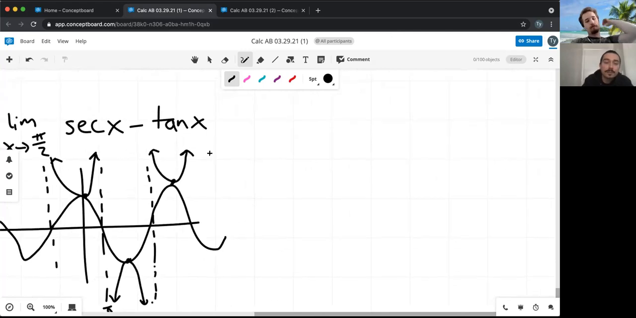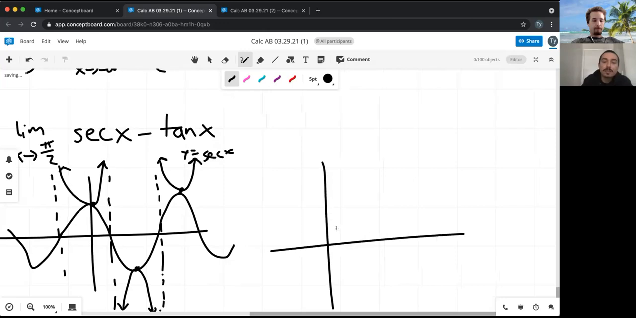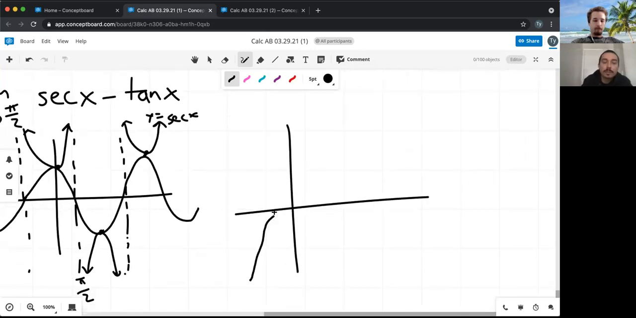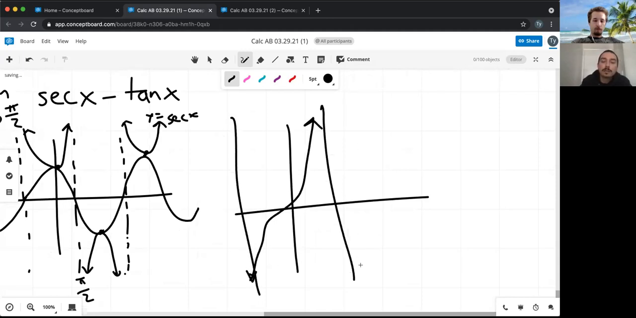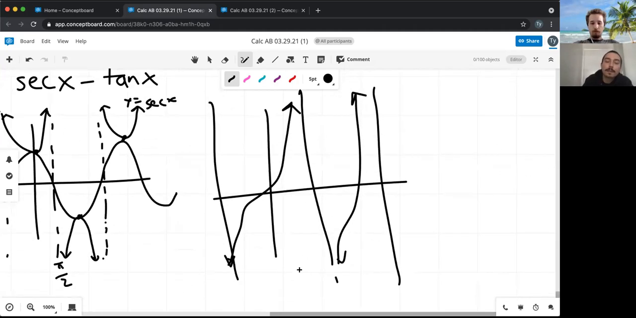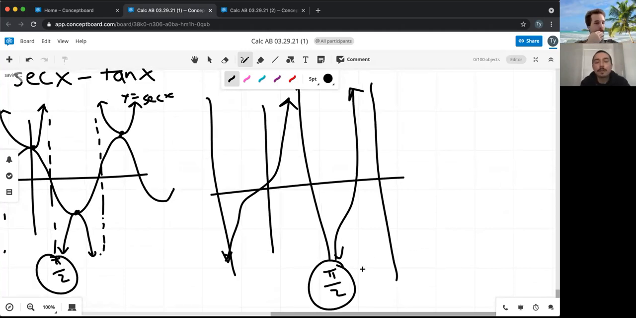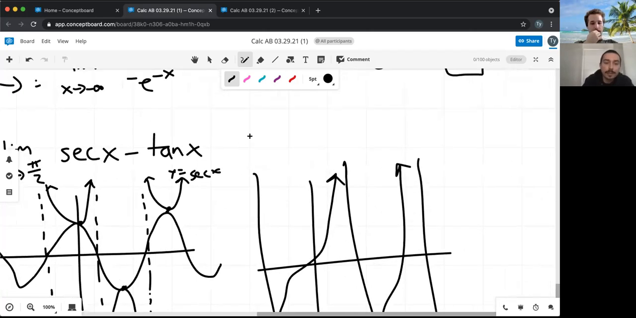This is secant x. With tangent, again, I don't really want to talk too much about this, but we have a similar thing where we have these asymptotes. This is a really poor drawing. But if you remember, tangent is sine over cosine. We have another asymptote at pi over 2. So this is just undefined minus undefined. Not even infinity minus infinity.